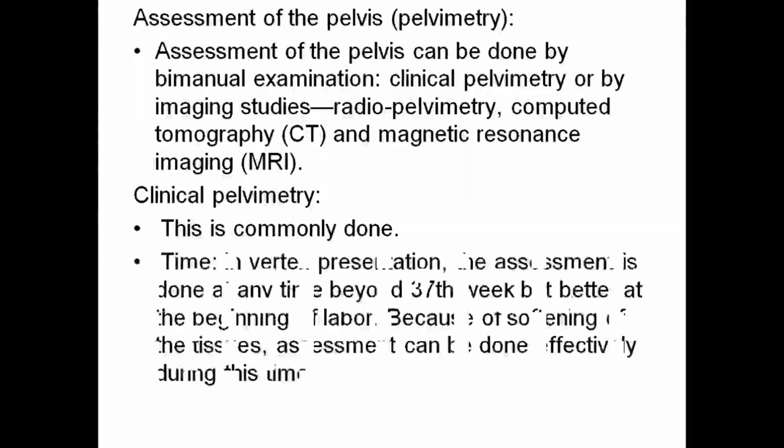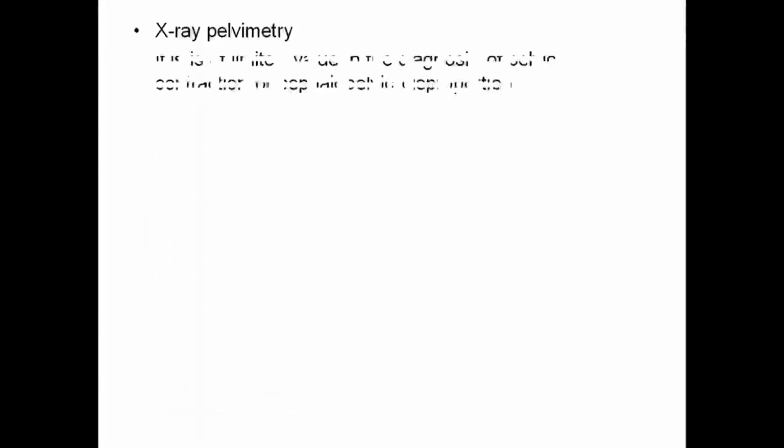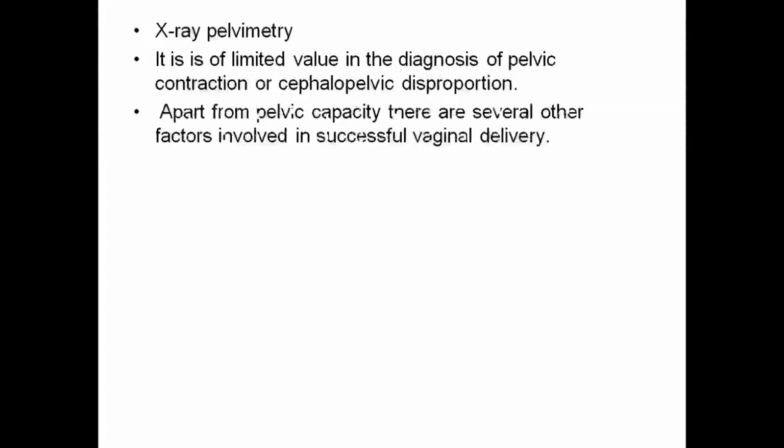Clinical pelvimetry is commonly done in vertex presentation. The assessment can be done at any time beyond the 37th week, but is better at the beginning of labor because of softening of the tissues. Assessment can be done effectively during this time. For the procedure, the patient has to empty the bladder. The pelvic examination is done with the patient in dorsal position, taking aseptic precautions. The following features have to be noted: the state of the cervix, the station of the presenting part in relation to the ischial spine, testing for cephalopelvic disproportion in a non-engaged head, and the resilience and elasticity of the perineal muscles.